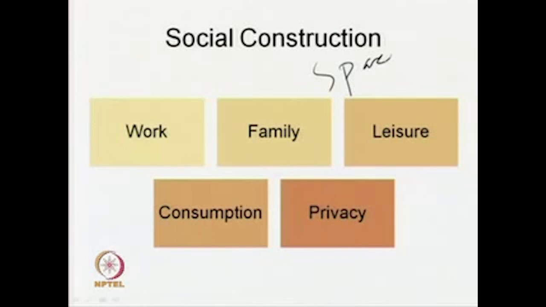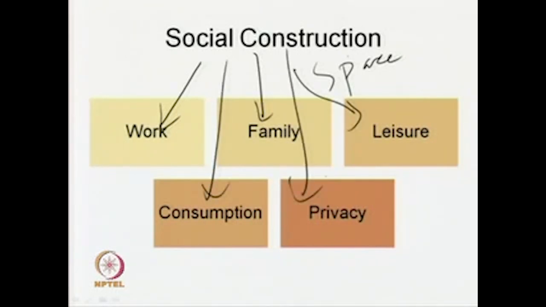Then we looked at space, right? Space was also a site for us, and we found that space is really not just a physical given, not just topography. Space is also a social construction, in that space has to do with work, family, leisure, consumption, privacy, and all these are matters of culture or ways of living. Space is therefore cultural, and therefore a site in which we see the workings of culture.